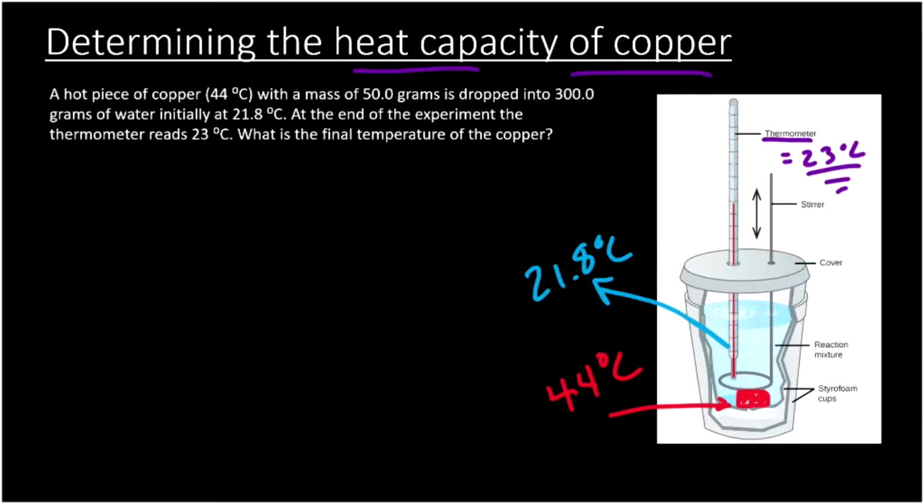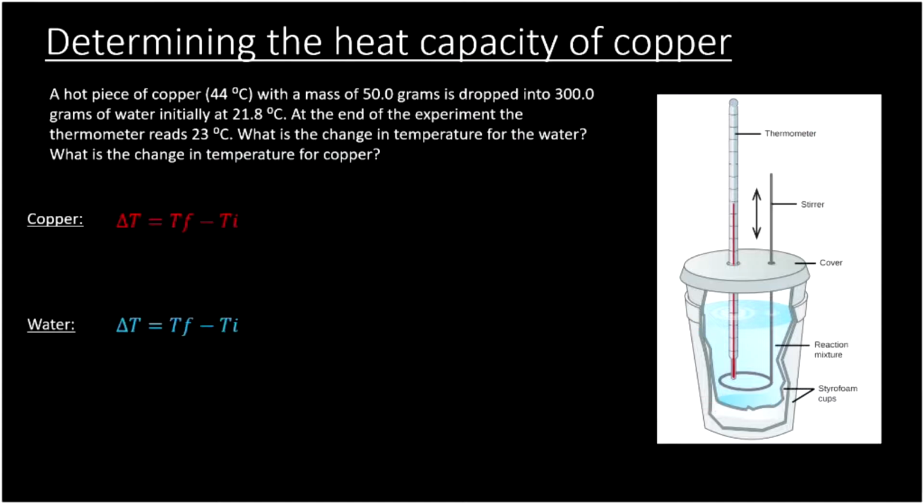Now remember, because the temperature is uniform at the end, that actually means that the final temperature of our copper and the final temperature of our water are both 23 degrees Celsius. So what's the final temperature of the copper? Well, it's 23 degrees Celsius. How do we know that? Because that's the final temperature of the whole reaction mixture. So both water and copper end up at 23 degrees Celsius. So this is really just emphasizing the point I made on the last slide, that the hot thing cools down and the cold thing warms up until they're the same temperature. In this case, we know it's 23 degrees Celsius.